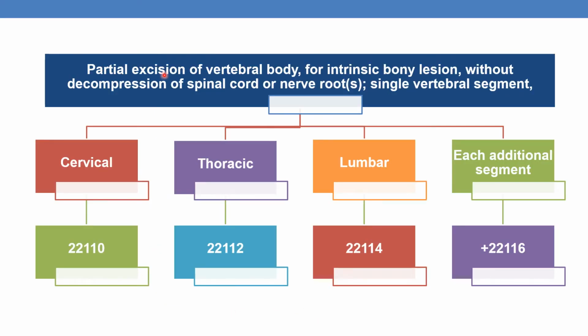Here you can see the partial excision of vertebral body. Previously, it was spinous process, lamina or facet. And here this is the partial excision of vertebral body for intrinsic bony lesion without decompression of spinal cord or nerve root, single vertebral segment. For cervical, you need to report 22110, for thoracic 22112, and for lumbar 22114. And for each additional segment, whether cervical, thoracic or lumbar, you need to use this add-on code, plus 22116.